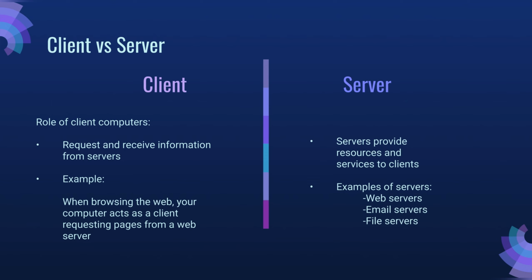Going on with point 1.2.2, we have client and server interactions. In this world, computers take various roles within networks. Client computers request and receive information from servers. For example, when you browse a website, your computer acts as a client, requesting web pages from a server. Servers, on the other hand, provide resources and services to clients. Some examples could be web servers, email servers, file servers, which can be seen every day.